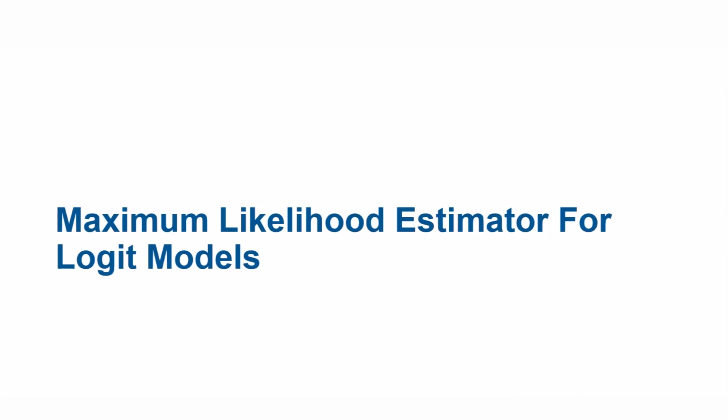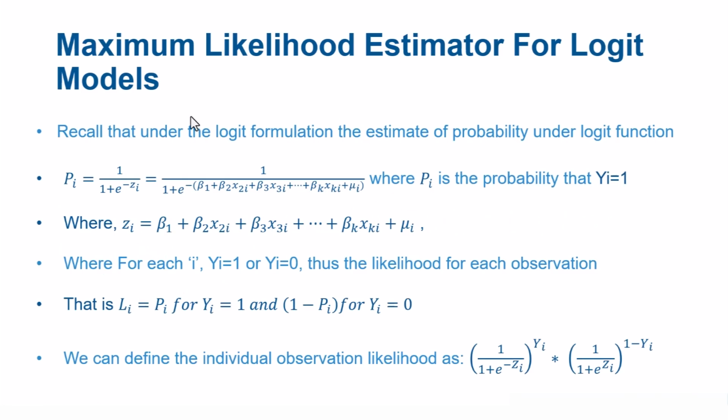In this video, we'll try to understand the formulation of maximum likelihood estimator for Logit models. Let us recall that the Logit model formulation under the Logit function was pi equal to 1 upon 1 plus e to the power minus zi, where this was the expression for zi, beta 1 plus beta 2 x2i plus beta 3 x3i and so on.